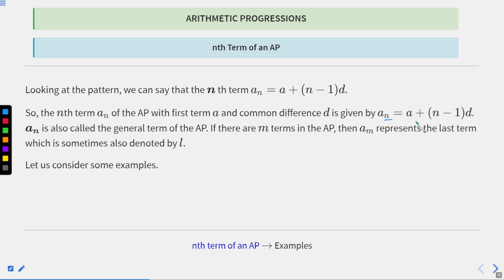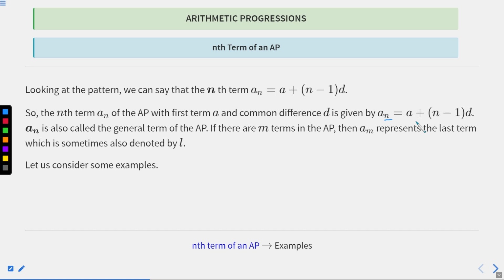If there are m terms in the AP, then am represents the last term, which is sometimes denoted by l. So if we have a finite AP, that means an arithmetic progression having finitely many terms.